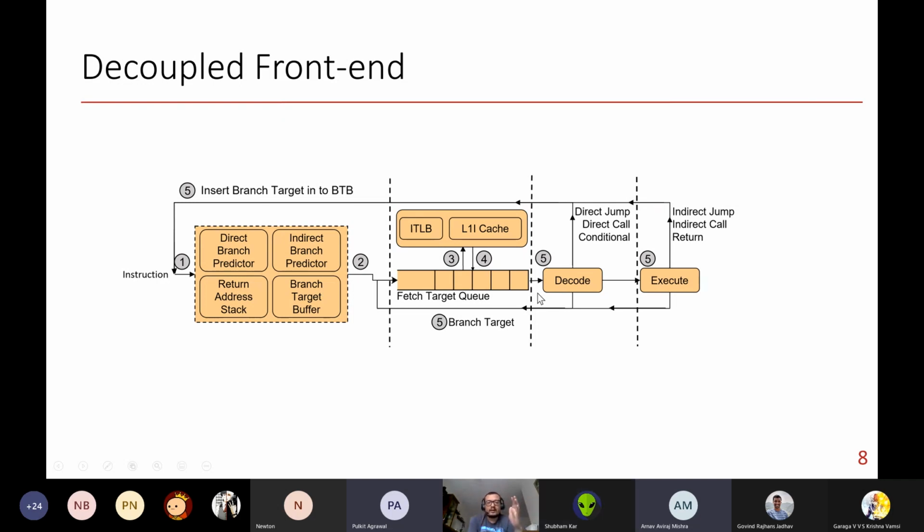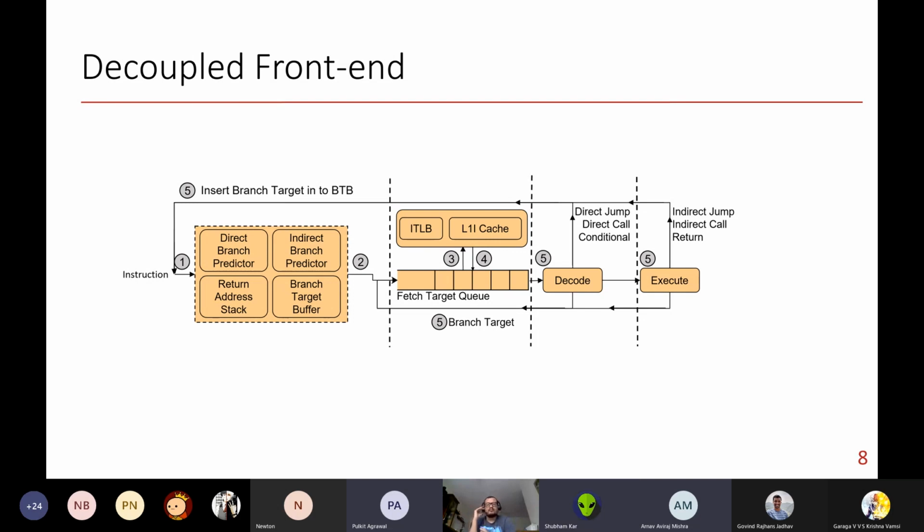Which means by the time you got your response, the next set of instructions are already there. They are ready. So the kind of delay is being cut out there. Yeah. The fetch target queue is being filled while the miss is being serviced.